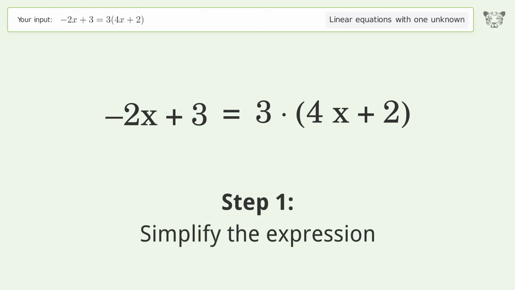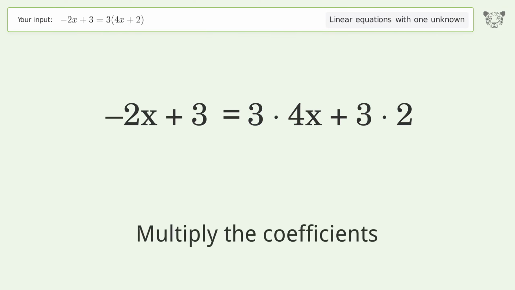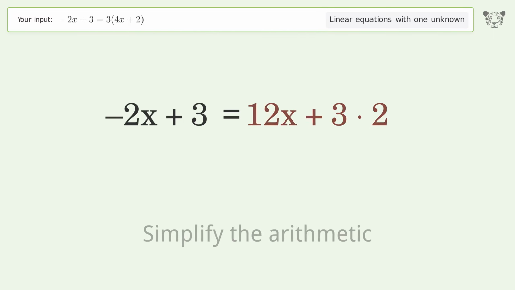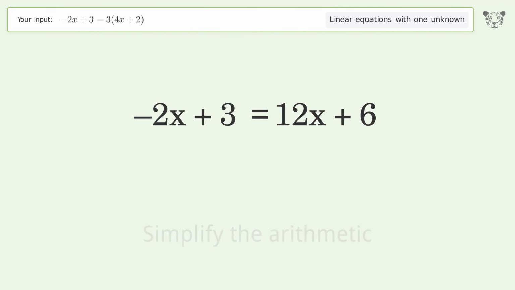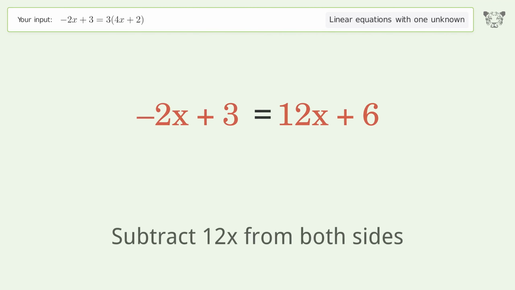Simplify the expression. Expand the parentheses. Multiply the coefficients. Simplify the arithmetic. Group all x terms on the left side of the equation. Subtract 12x from both sides.